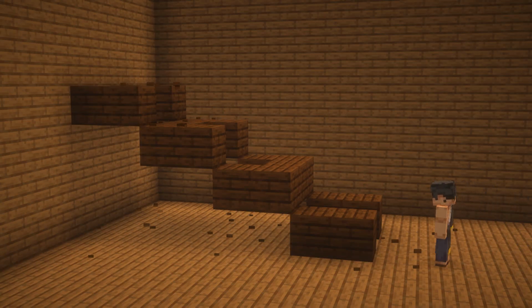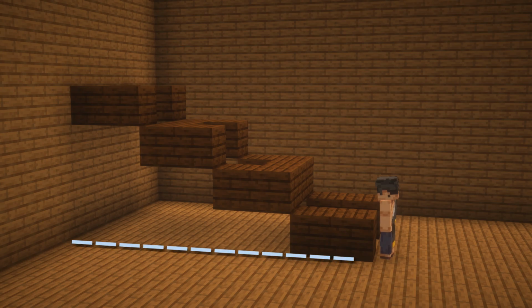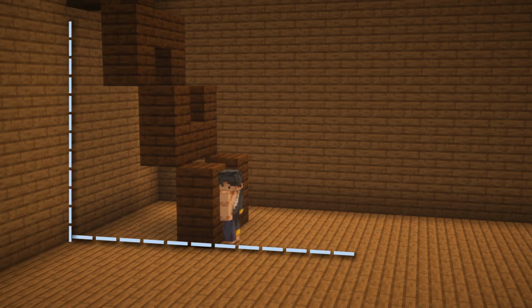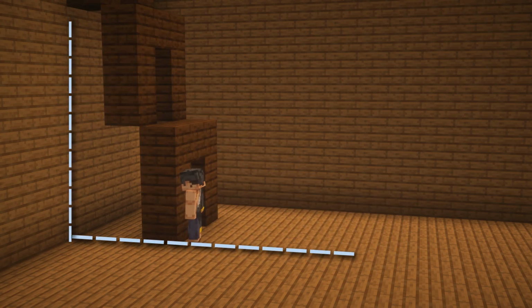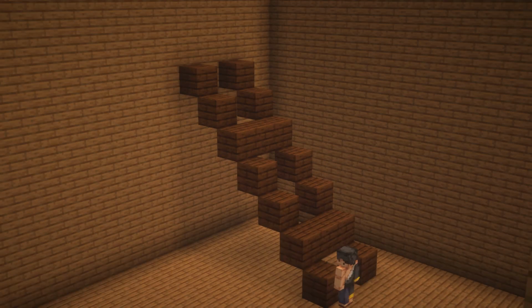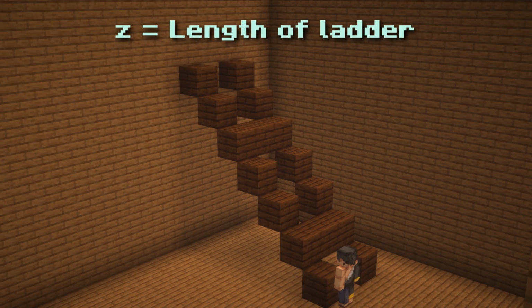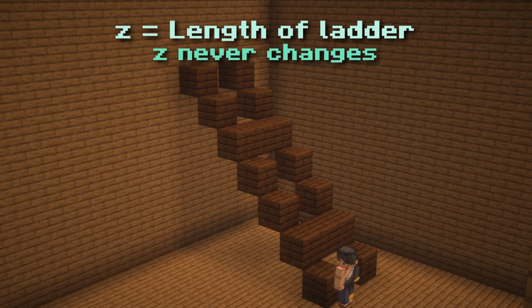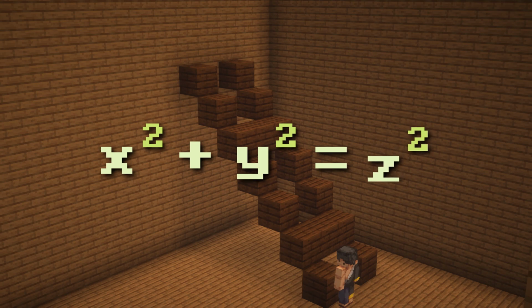Why is that? Well, in the ladder problem, when the ladder is being pushed up, both the x and the y change in length. You can see that because as the ladder's base gets closer to the wall, the x gets smaller and the y gets bigger. But the z is different. The z is the length of the ladder, or the hypotenuse, and that always stays the same. The ladder's length does not decrease as you push the ladder up the wall. So z is actually not a variable at all, and it's just a constant 15 blocks.